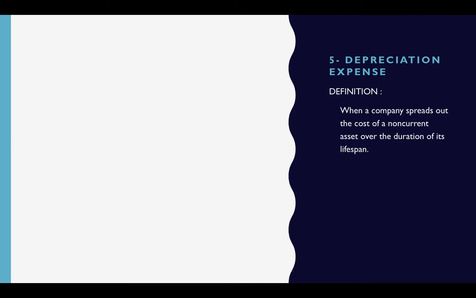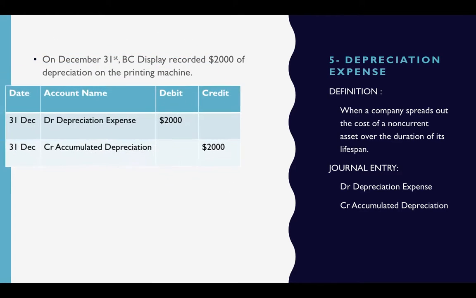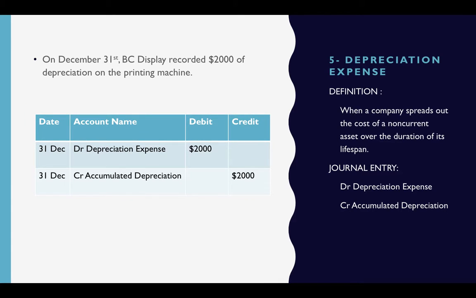Lastly, your depreciation expense is when a company spreads out the cost of a non-current asset over the duration of its lifespan. Let's say on December 31st, BC Display recorded $2,000 of depreciation on the printing machine. So therefore, you would debit your depreciation expense of $2,000 and you credit your accumulated depreciation of $2,000 as well on the printing machine.